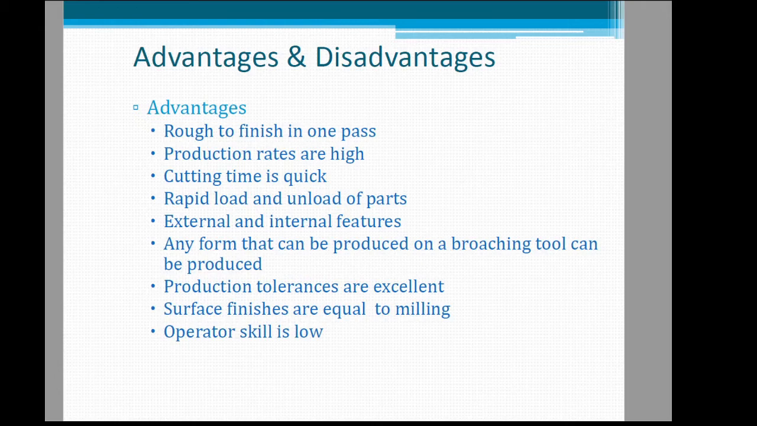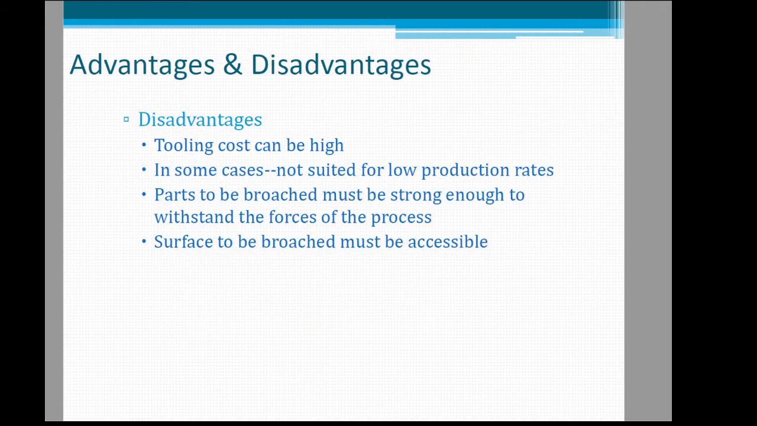Broaching tools can also be produced with complex profiles so that workpieces can also be produced with complex geometry. Closer tolerances can be obtained by using a broaching tool. The surface finish is equal to milling, and finally, the skill of the operator required for the broaching operation is less. Let us see what are the disadvantages of a broaching operation.